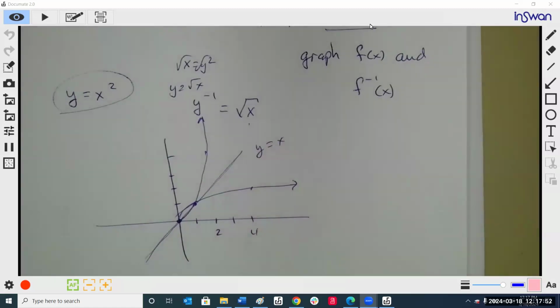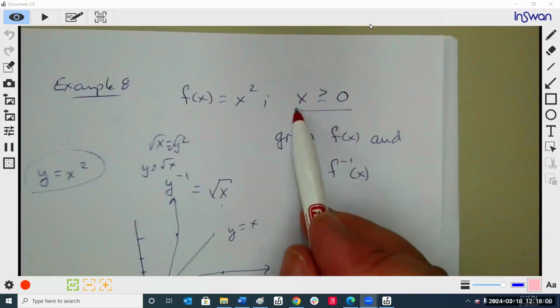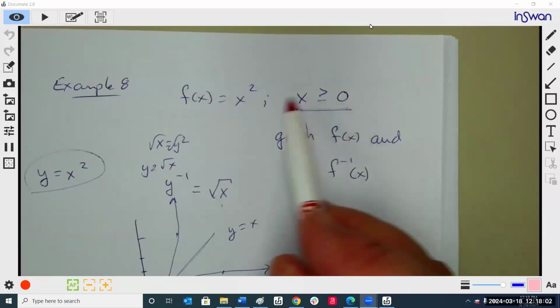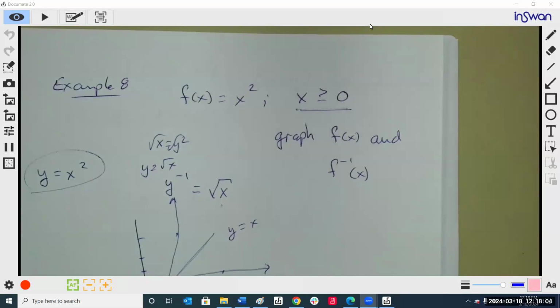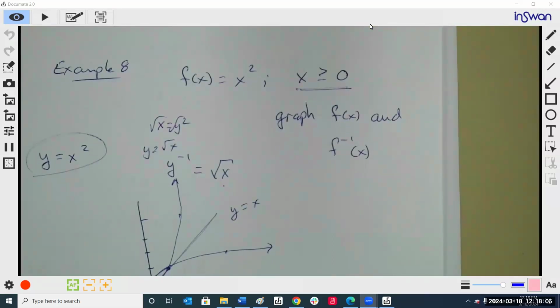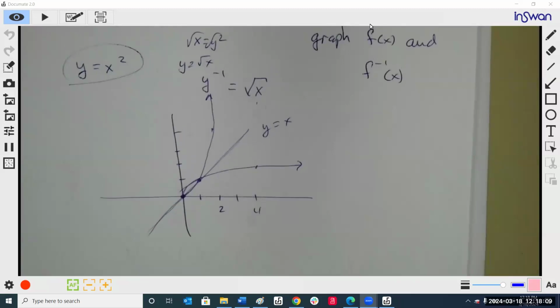Why was it not the left half of it? Because it's only x greater than 0. We want to limit it to that, because if we did the whole thing, then it wouldn't be a function. There's the horizontal line test. And this is what this section talks about: you can now limit the domains you're dealing with.